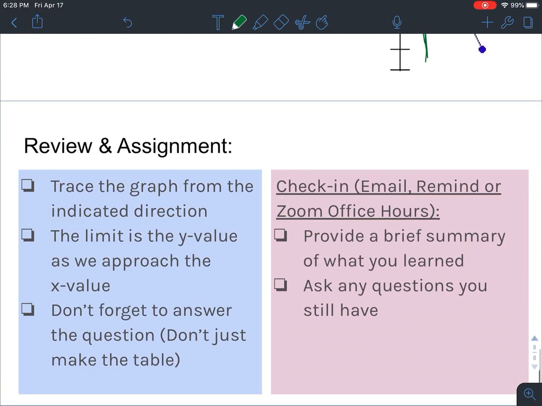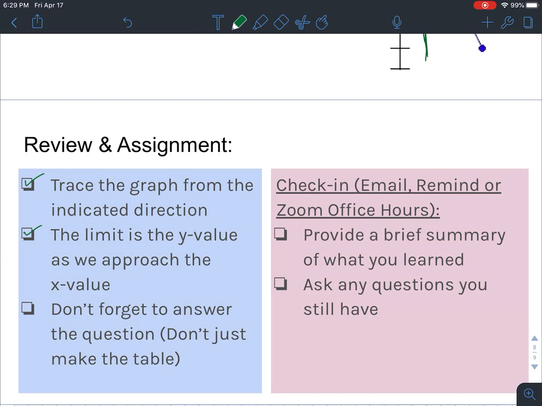So your review, you're going to trace from the indicated side. So if it's positive, you're going to trace from the right. If it's negative, you're going to trace from the left. The limit is the y value. So the limit is always the y value as you get close to x. So look at wherever x is. If there's a solid point there, then it's just your x-y coordinate. If there's not a solid point there, then that's when you're having to do the tracing in your head.